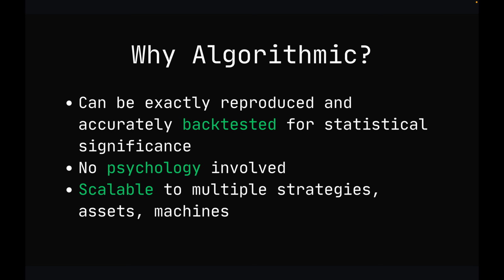So first of all, why algorithmic trading and not discretional? Well, first, algorithmic trading can be exactly written as rules or parameters and reproduced accurately over historical data for statistical significance. Secondly, there is no psychology involved, so the execution is actually cleaner. And finally, it is scalable to multiple strategies, assets, and machines, so you can build a diversified portfolio.